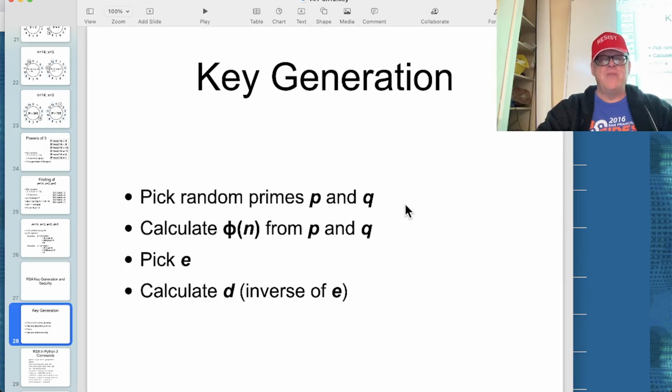We've already done a project where you try this, pick random primes, P and Q. That can be hard. You may have to try thousands of guesses to find prime numbers that are long enough. But it's not impossible. It can be done. Once you've found P and Q, then calculate phi, which is easy. Then pick E, usually just 65537. And then calculate D, which is the inverse of E.